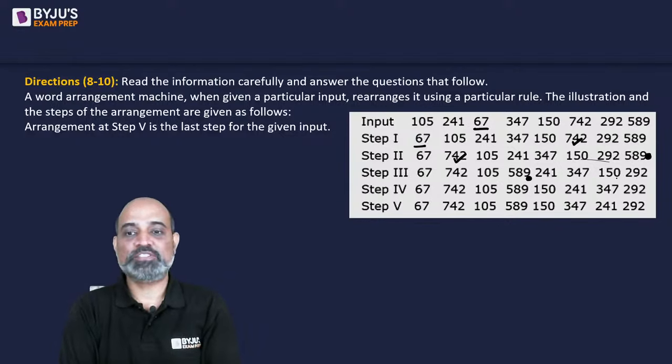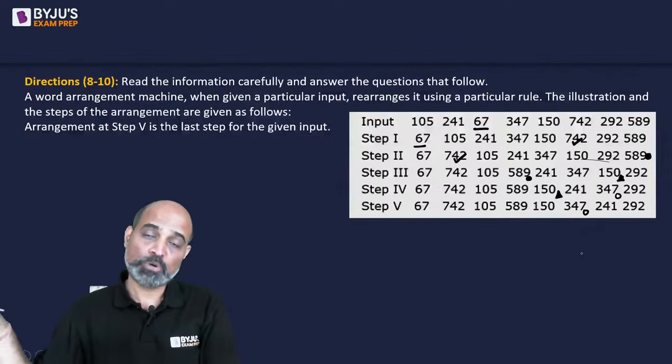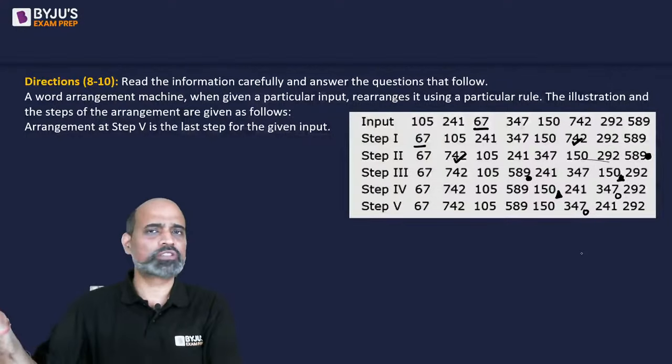After 589, we need 150. So when 150 comes in, everything else gets pushed. Then 347 should come in. And when 347 comes in, everything else gets pushed. Thankfully, the last two numbers are already sorted.